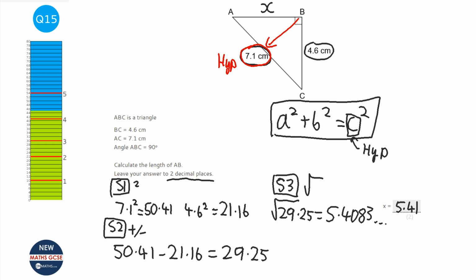Now, last step is just check it makes sense. Well, this being 5.41 means that the 7.1 is still the longest side, so we know we've probably got it right.